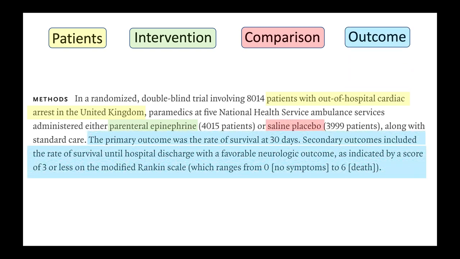In this case, the primary outcome was a rate of 30-day survival, but they also looked at the secondary outcome of survival until hospital discharge with favorable neurologic outcome, as indicated by a score of 3 or less on the modified Rankin scale. And again, this modified Rankin scale is an outcome measurement tool that has been validated and is widely used in the medical literature with regards to looking at the functional neurological status, disability of patients, which ranges from no symptoms, zero, all the way until death, or 6.